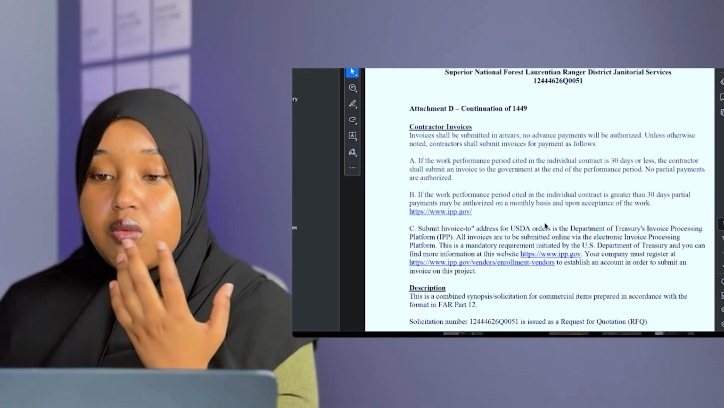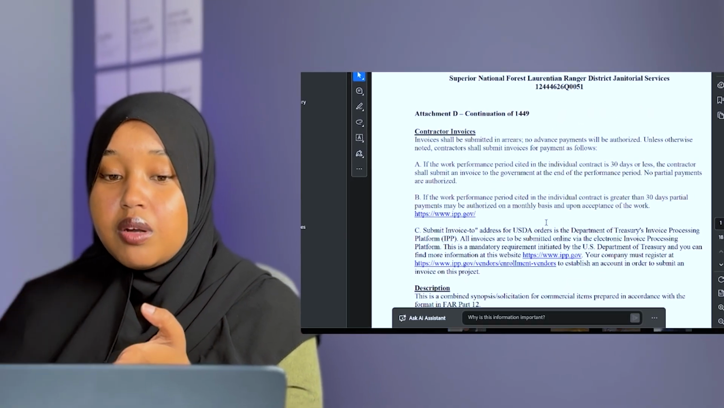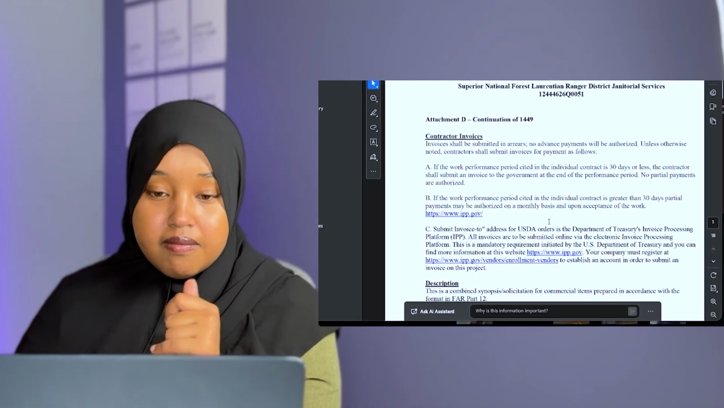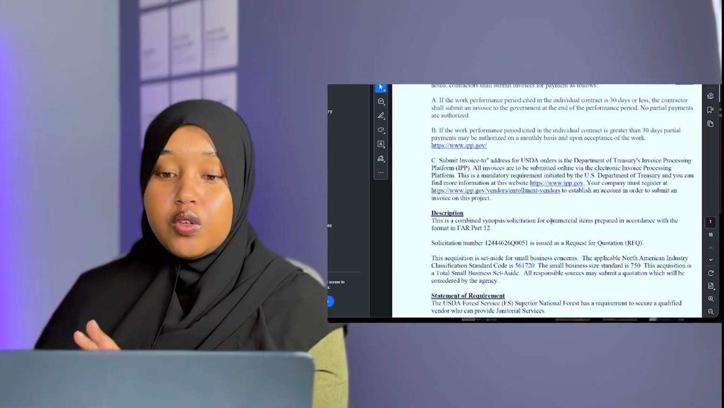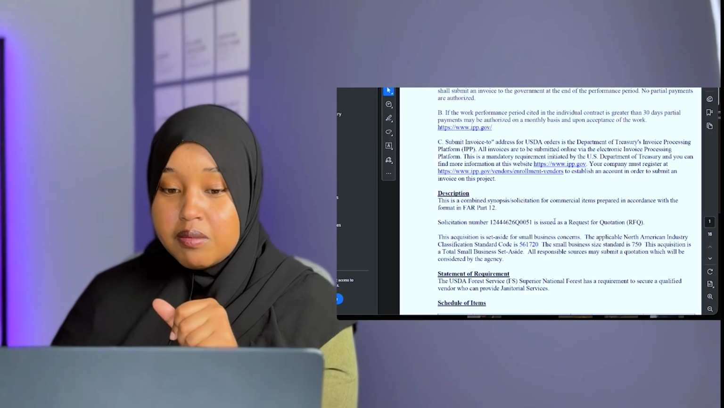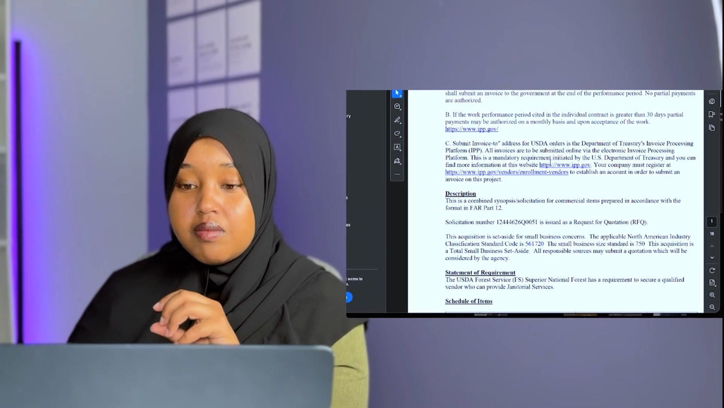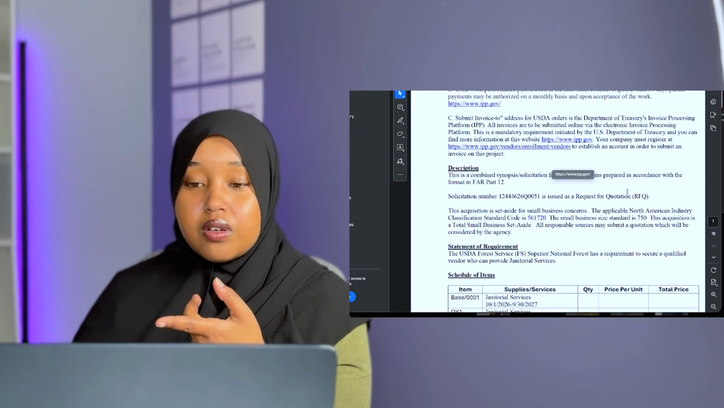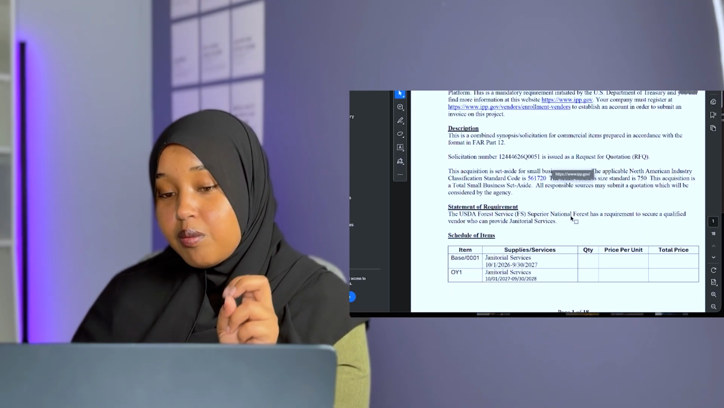This is basically what they want, their contract, what you are bidding for. All of that information will be written under these documents. And it is very, very important for you to review and look through these documents to your best ability, okay? This one is basically the solicitation number. And here you will see request for quotation. They are looking for price rate.